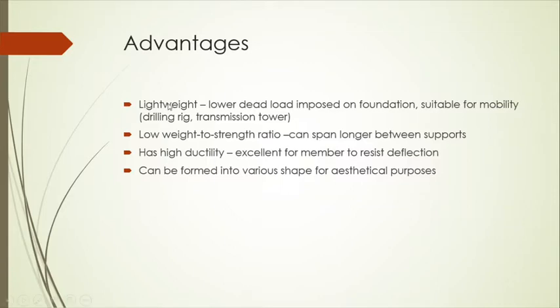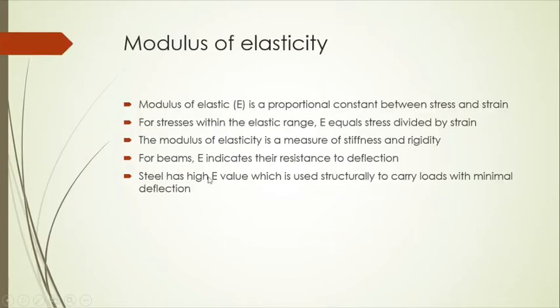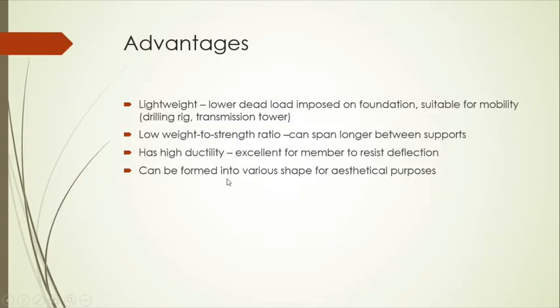Low weight to strength ratio, so you can span longer between supports, especially in beam structures. Steel has low weight but also a higher modulus of elasticity, as we mentioned earlier, a high E value, so you can have high strength carrying capacity, but you won't have any large dead load due to the light weight of steel.